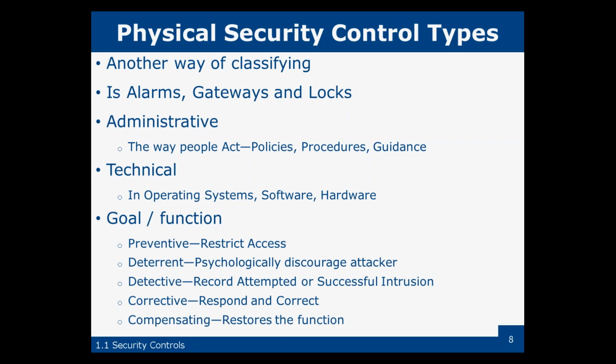And then the administrative is the way people act, the policies, procedures, and guidance. The way people act, as well as these other things, we get into things like you have a secure door, but somebody opens the door and then another person walks in right behind them. It's called tailgating. So how do the users react to what's going on with all of these things? And the technical is in the operating system, software, hardware, those kinds of things. How do we do that?